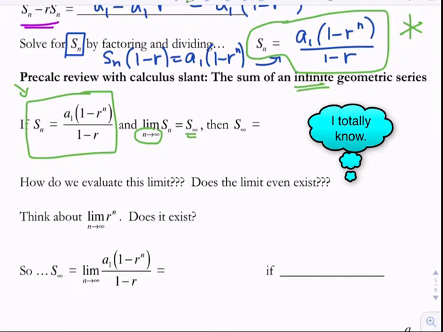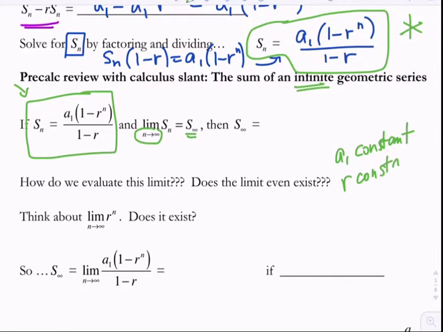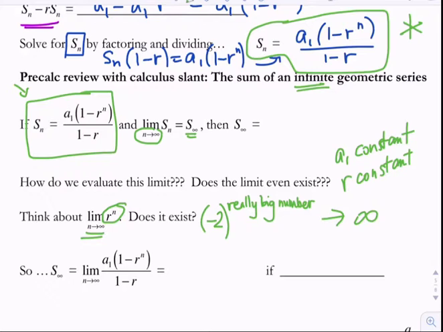Okay? Lots of these things are constants. a1 is constant. r is constant. In fact, the only thing that's varying, I think, is r to the n. So let's look at that. So what happens with r to the n as n is going to infinity? So what happens here? r to a really big number. Does that exist? Usually, something like 3 to a really big number goes to infinity. 4 to a really big number goes to infinity. Even -2 to a really big number is definitely not going to exist.